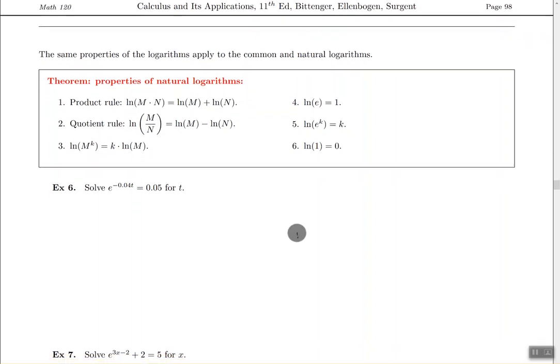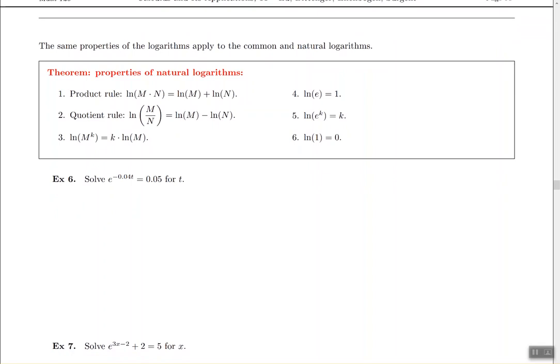Now, how do we use this log thing in real life? Let me give you an example. Sometimes we come across problems like this: e to the power of negative 0.04t is equal to 0.05. This kind of problem will show up when you're talking about exponential decay, like radioactive decay, or if you're talking about investments. As you can see, we're trying to solve for t, and t is in the exponent, so we would like to get it out of the exponent.